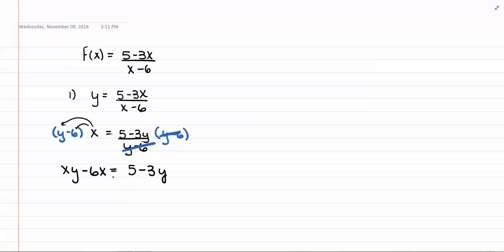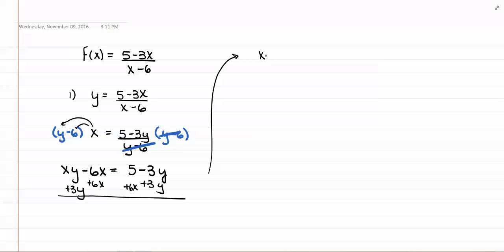Since we have two different y's in this equation and they're on opposite sides of the equals, we'll want to collect them all on one side, and anything that doesn't have a y in it, move it to the other side. So I'm going to add 3y and add 6x. So I'll bring it back up here. I have xy plus 3y equals 5 plus 6x.